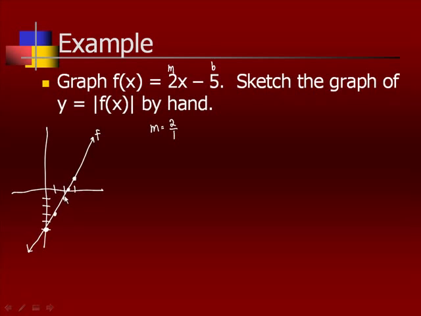This was the ordered pair 2, negative 1. So we're going to go over to 2, positive 1. And this graph is going to take off back up there. And on the absolute value graph, we're never going to have anything below the x-axis.